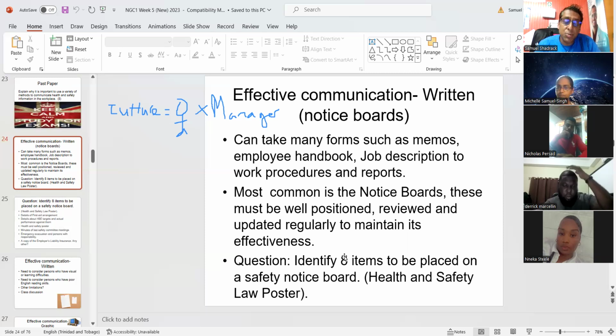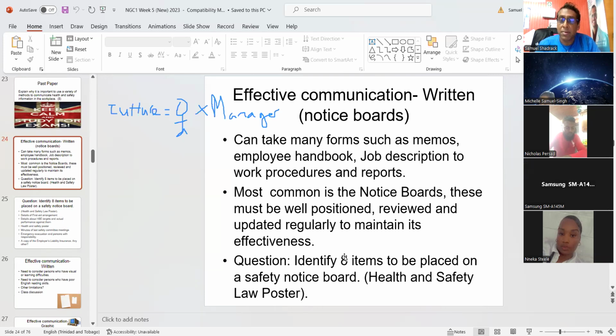Anyway, limitations, just 2 from these. Anybody want to read 2 limitations? Written communication, email, memo, handbook. What's a limitation of that? I'll read one. A limitation of written communication: the recipients may not be able to read. That's a nice one. Somebody can read another one? It can be impersonal. One more for the road, as they would say. Questions cannot be asked. Okay, very good. Thanks very much.